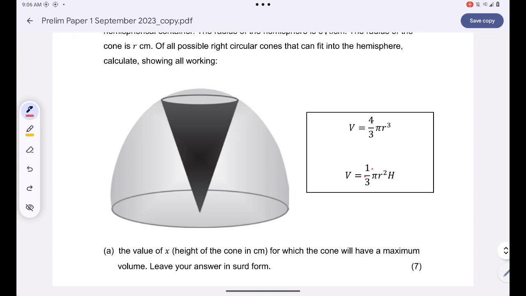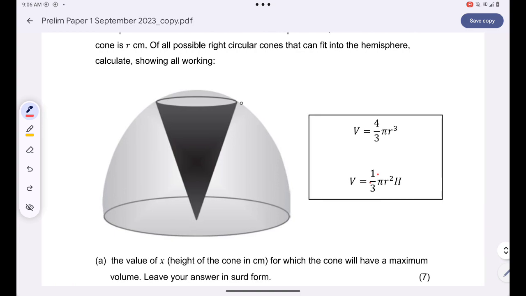We are told that the radius of the hemisphere is 5 root 6. This is our radius over there. Our radius is just equal to 5 multiplied by the square root of 6, right? And then we have the height of the cone. It must be perpendicular to the radius of the cone. The radius of the cone is equal to r centimeters, and we are told that x represents the height of the cone.